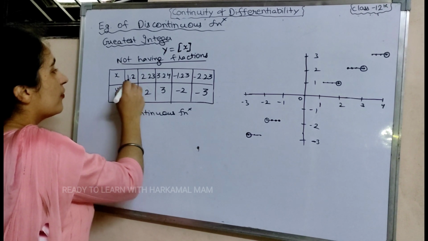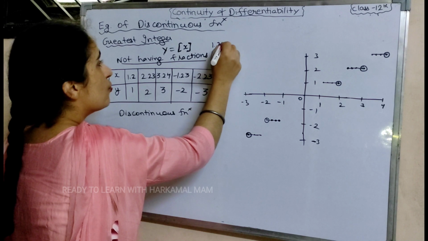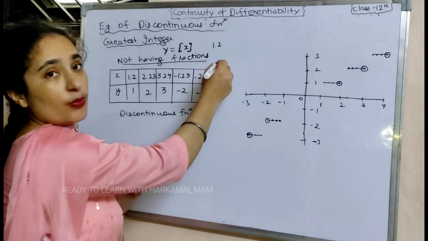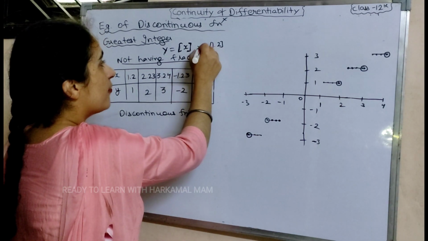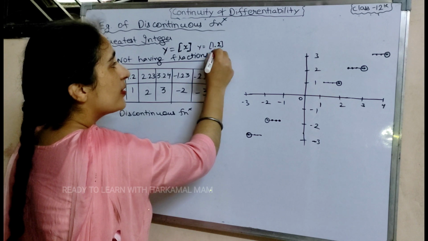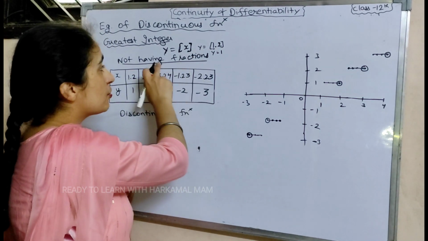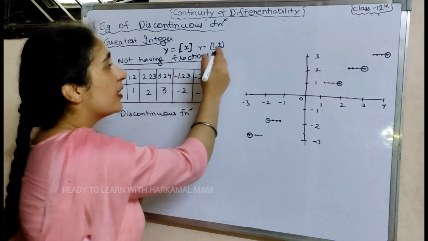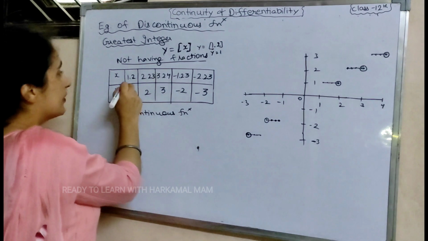Okay, if we put x is equal to 1.2 or 1.23, 1.24, any value, we get y is equal to always this one. This is the greatest integer. It shouldn't have any fractions. So we get the value of y is this one.